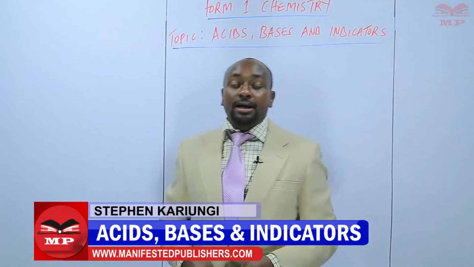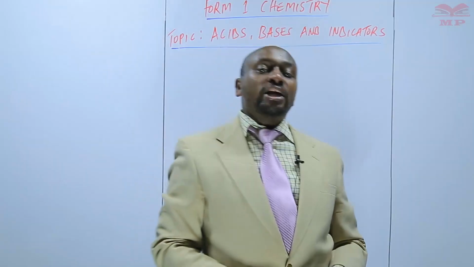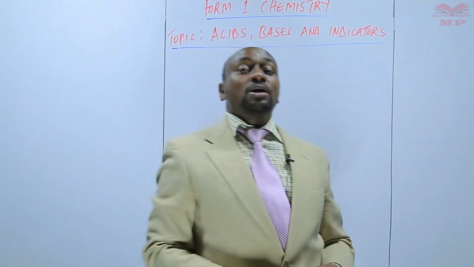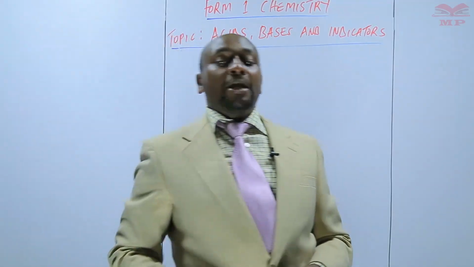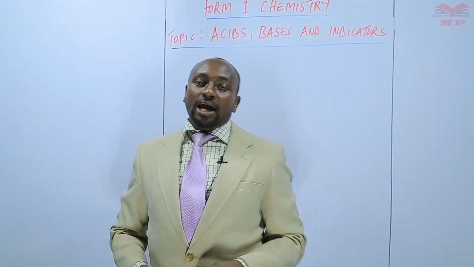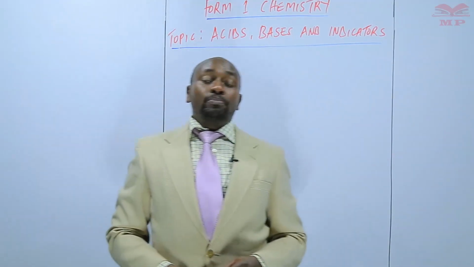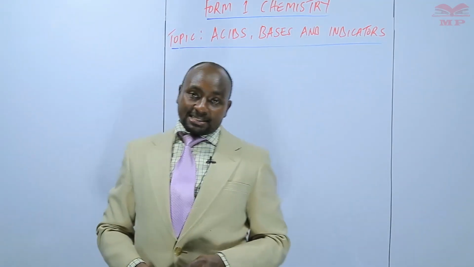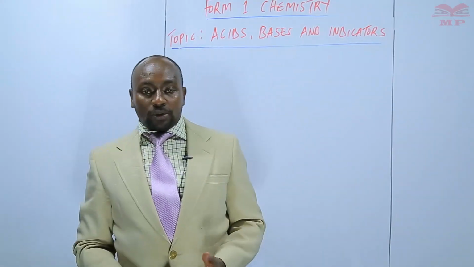The topic is acids, bases and indicators. We are on the third property where we are discussing neutralization, which means the reaction of dilute acids with bases. And remember we say that bases can either be metal oxides or metal hydroxides. We also learned that those bases that are soluble in water, we refer to them as alkalis. And we also have other bases that are insoluble in water.